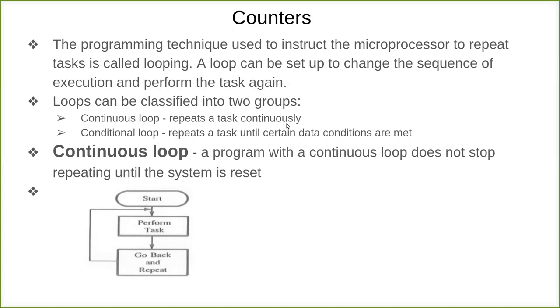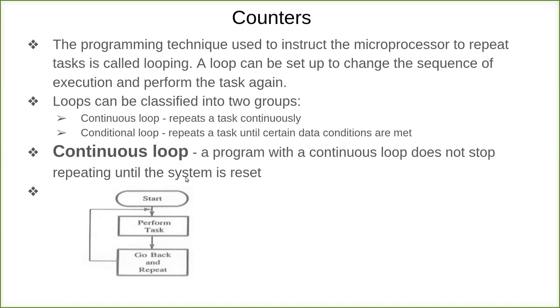Continuous loop means they repeatedly do the same thing, just like our traffic signal. They continuously loop. The only thing they check is the time. After a particular time, they immediately change to the next condition, that is from red to green and so on. Conditional loop is when a particular condition is satisfied. For example, if you find the factorial of an n number, till that n number is reached, you repeat that loop. So a conditional loop repeats the task until certain data conditions are met.